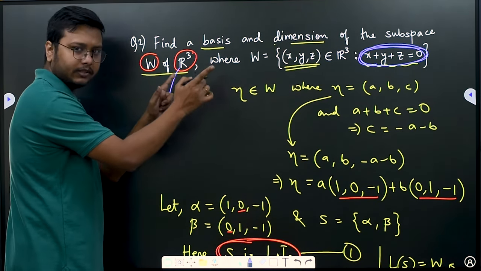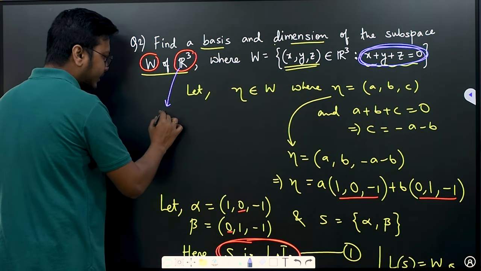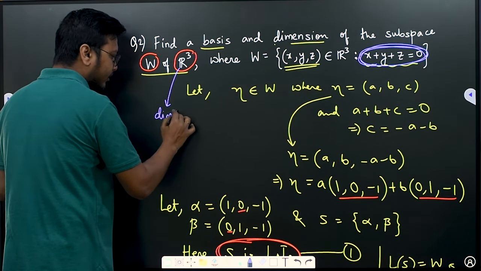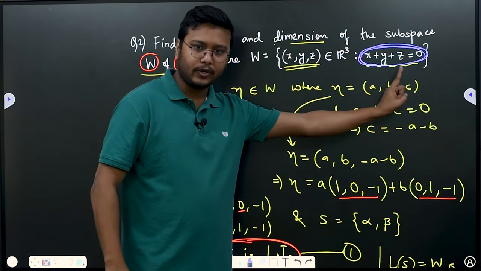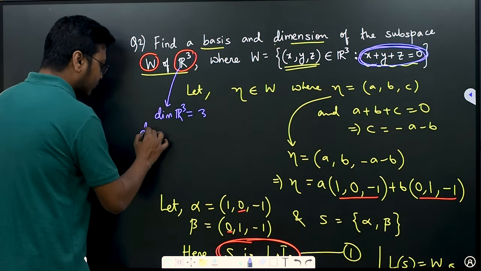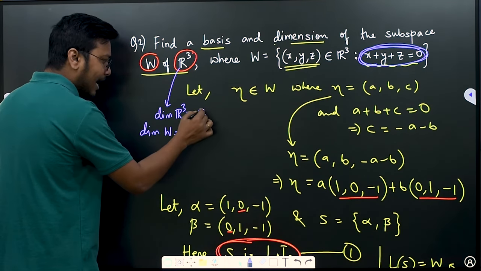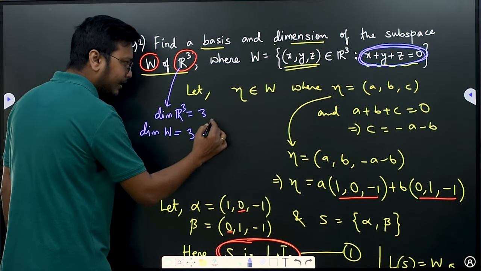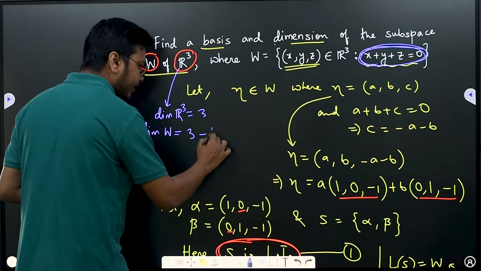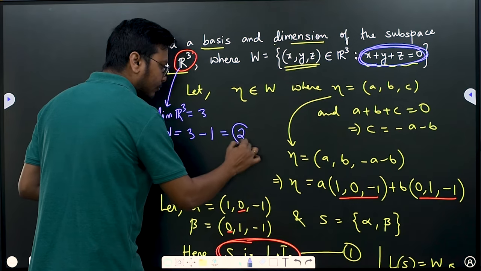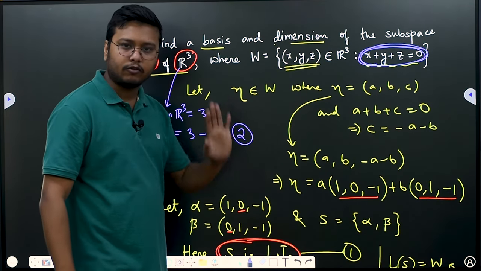Now what's the dimension of the original vector space? W was a subspace. The original vector space was R3. Its dimension is definitely 3. You have one equation. So the dimension of W would be the dimension of R3 minus the number of independent equations you have over here. You have one independent equation. So the dimension of W is going to be 2, and that's what we have got.